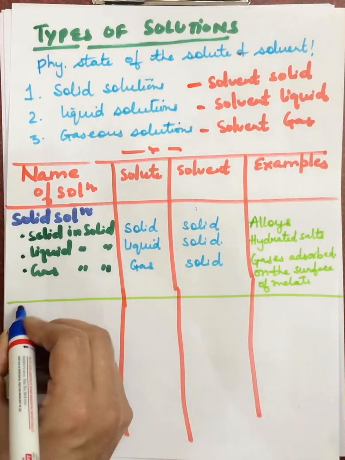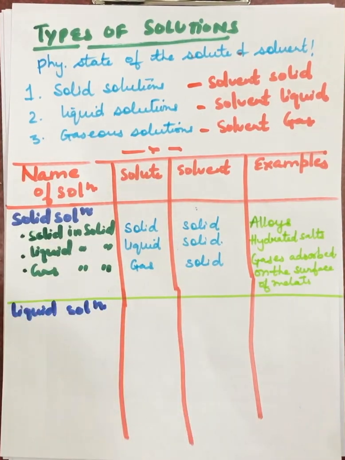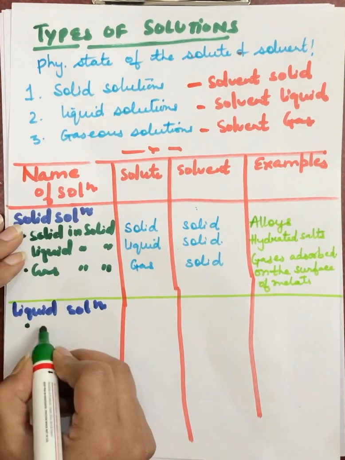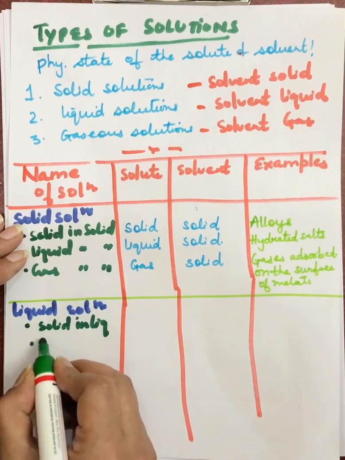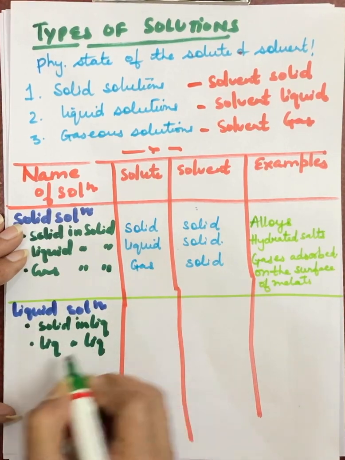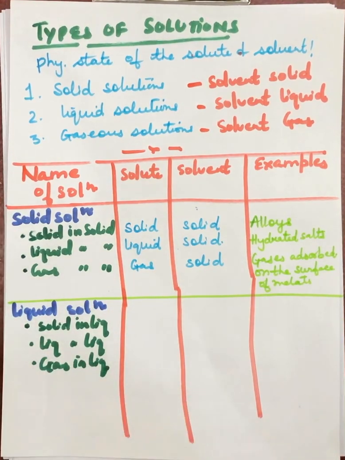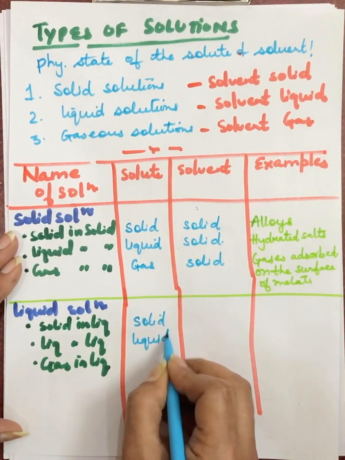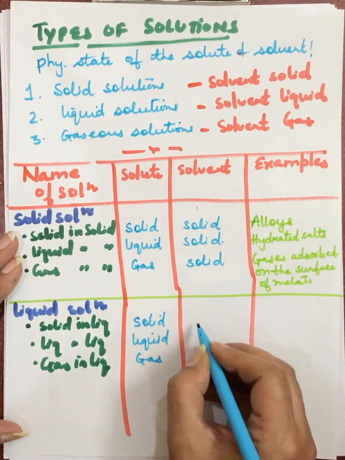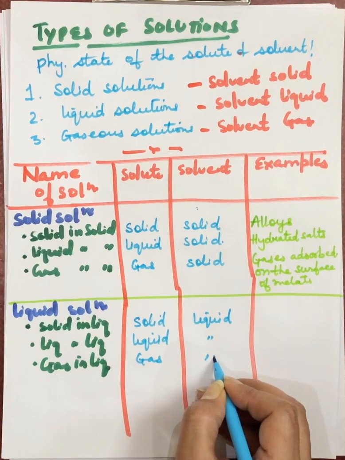Next we have liquid solutions. Liquid solutions also are of 3 types, that is solid in liquid, then liquid in liquid, and gas in liquid. The solute here is solid, in this case it is liquid, here it is in a gaseous state, while the solvent in all three cases is in a liquid form.